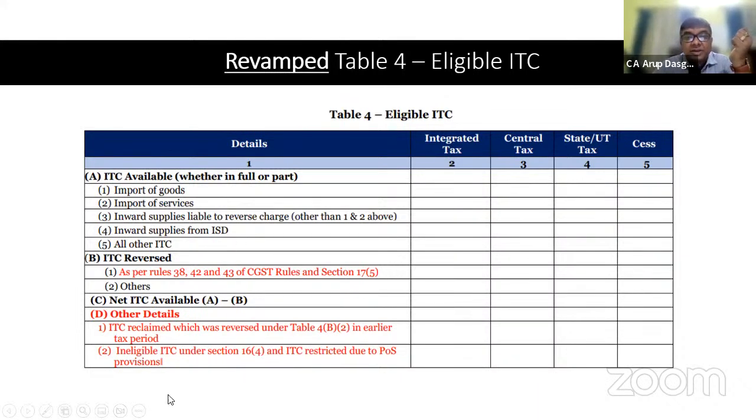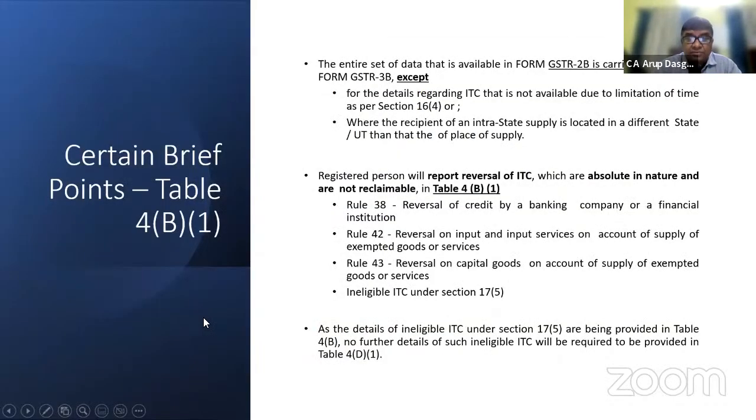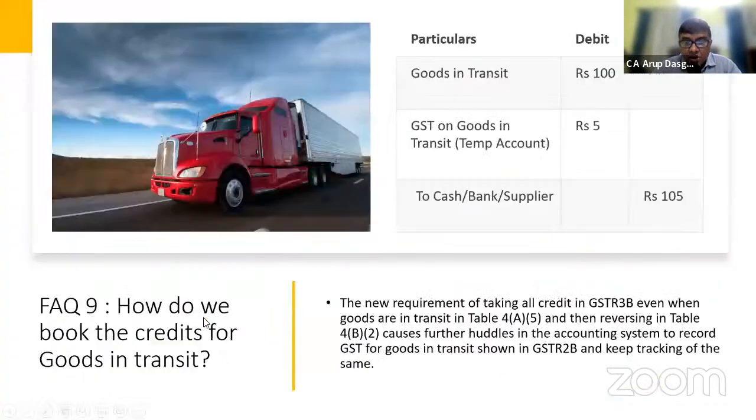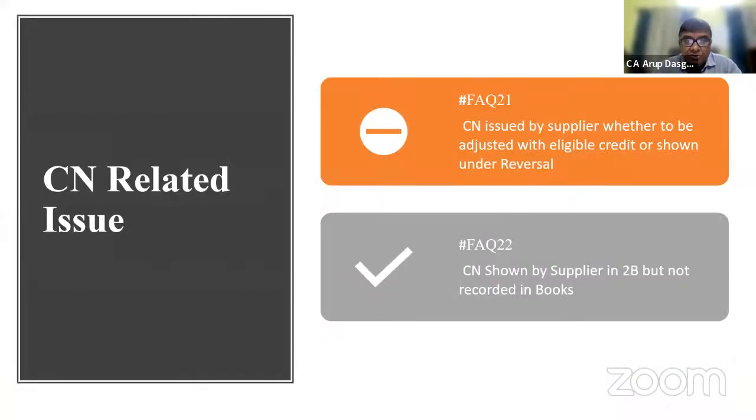So this is the discussion that we had done yesterday. So now today we will take the discussion forward. So कल हम लोगों ने कुछ common FAQs discuss किया था, तो आज we will discuss the other FAQs. So what are the FAQs? Credit note issued by the supplier. Okay, so one second. Credit note issued by the supplier, whether to be adjusted with eligible credit or shown under reversal. So this is very important.